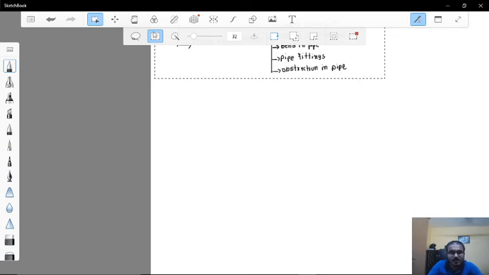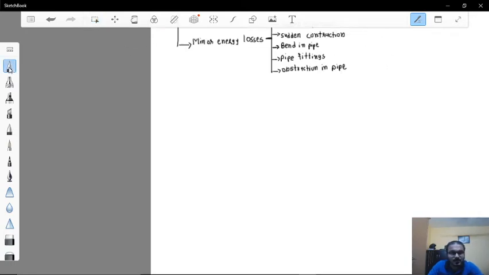Now we will see the major energy losses. First is A. Darcy-Weisbach formula. We have already studied this in our previous chapter. This is just a revision.